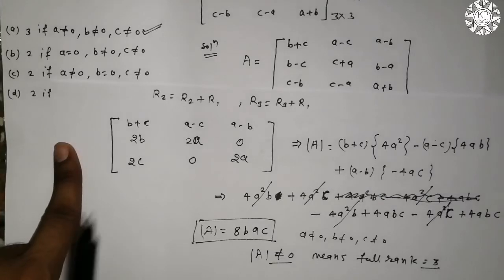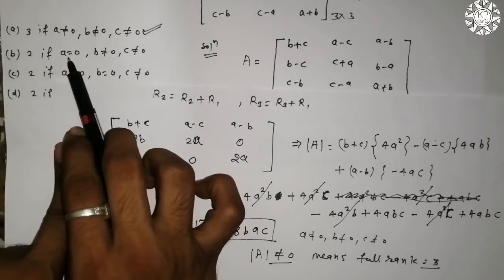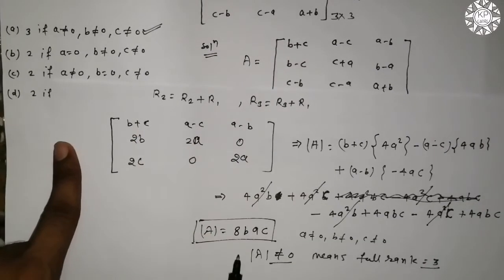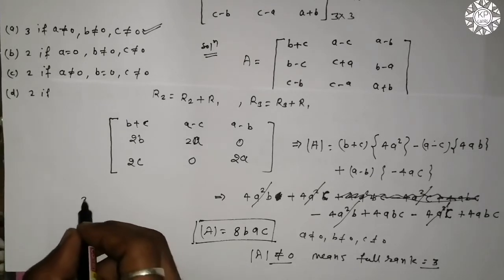Now check the second option. If a equals 0, then we get the determinant of this matrix equal to 0, second option.